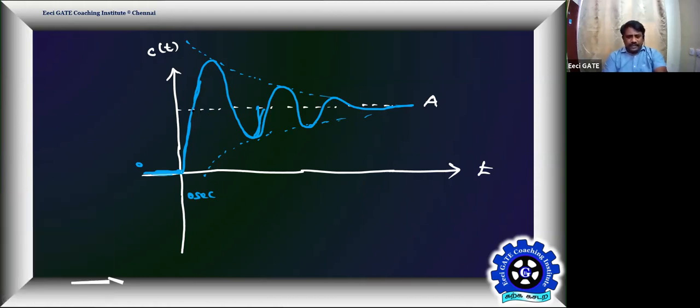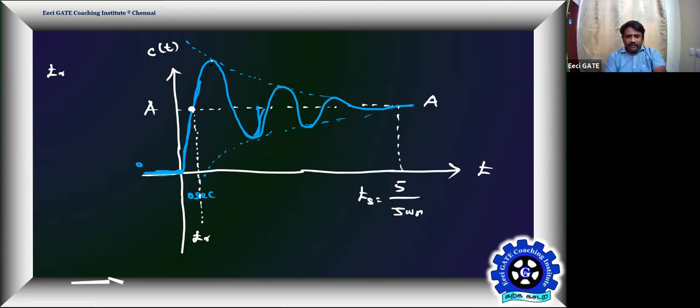So this is the time I'm introducing the performance specs. How quickly the response very first time rises to the final value. This is a final value which it is going to touch after the settling time, which we already know, that is 5 by zeta omega n seconds. So the very first time it is going to touch the final value, we call it rise time. That's the first performance spec.